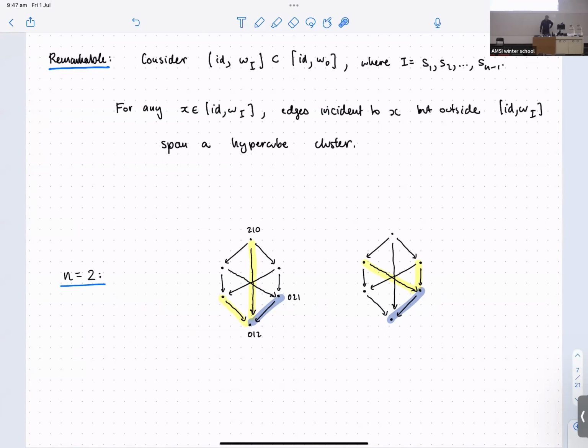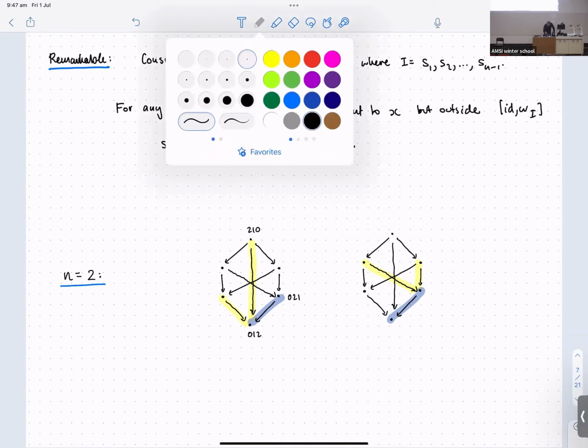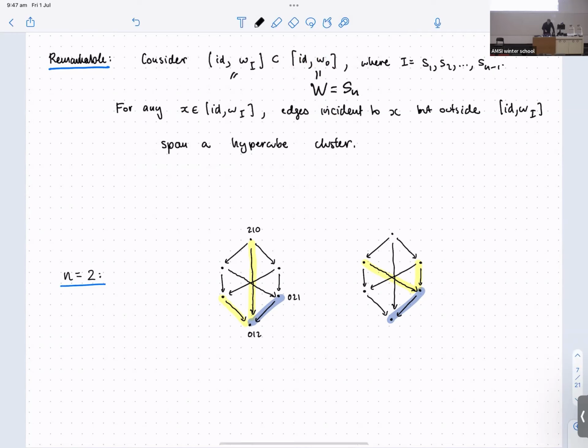So what I found remarkable is the following. So here this is just W, and W is Sn. And this is Sn minus one, the subgroup generated by all the reflections up to Sn minus one. So we have this enormous Bruhat graph of size n factorial, then we have this Bruhat graph sitting inside it of size n minus one factorial. And the statement is that if I'm inside Sn minus one, and I look outwards into Sn, everything that leaves spans a hypercube cluster. It's kind of remarkable. There's an enormous amount of complexity, but if you're in Sn minus one and you're looking out, it's kind of lattice-like and simple.